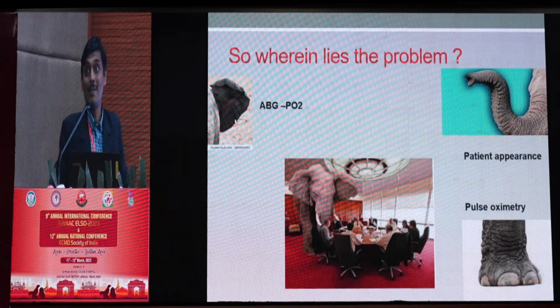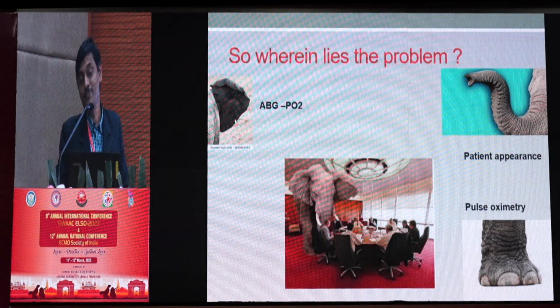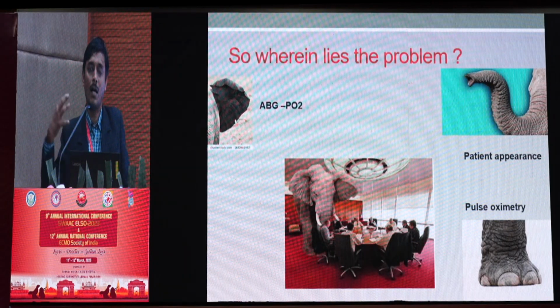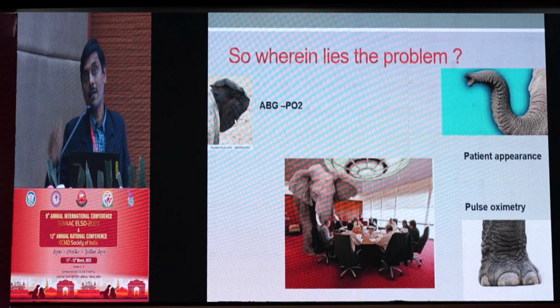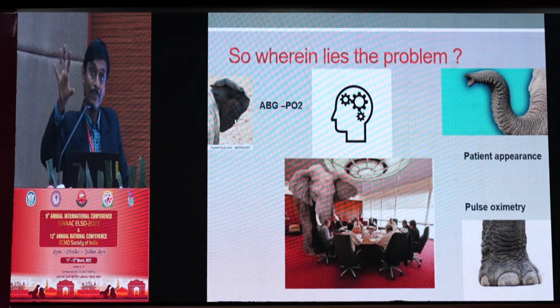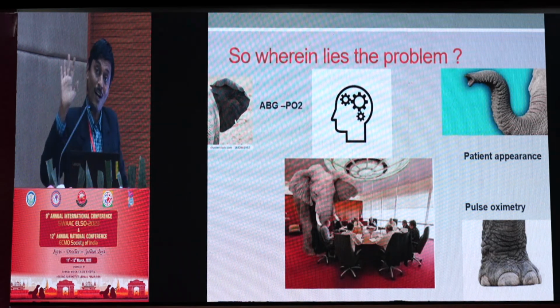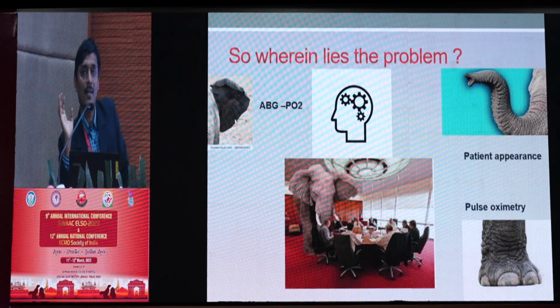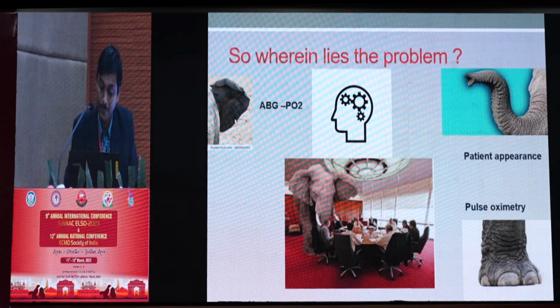To me, the big elephant is still in the room. It's none of these things that actually depict actual hypoxia or the refractory hypoxemia. The problem really lies in all your brains. It's the way you perceive hypoxemia in these patients that the problem lies. Now, what exactly do I mean?